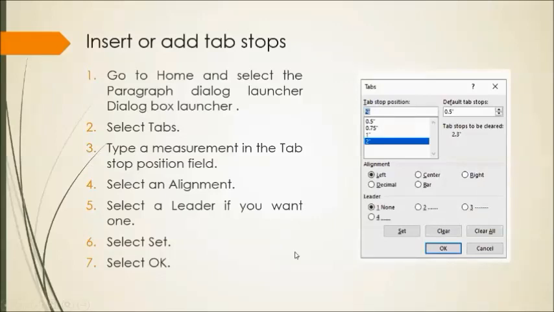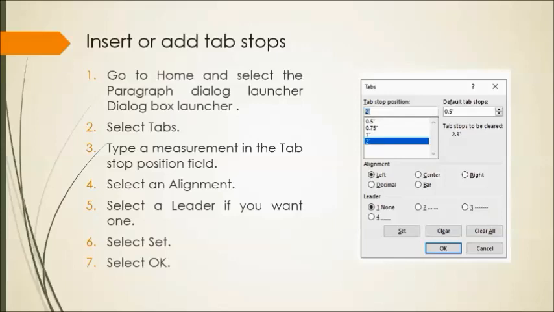Now, how are we going to insert or add tab stops? Go to Home and select the Paragraph Dialog Box Launcher. Then select Tabs. Type a measurement in the tab stop position field. And then select an alignment. Then select a leader if you want one. Then select Set and select OK.